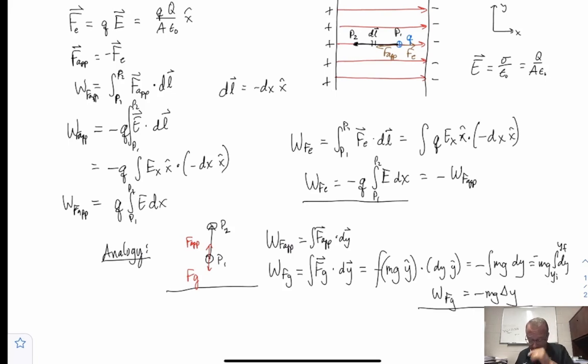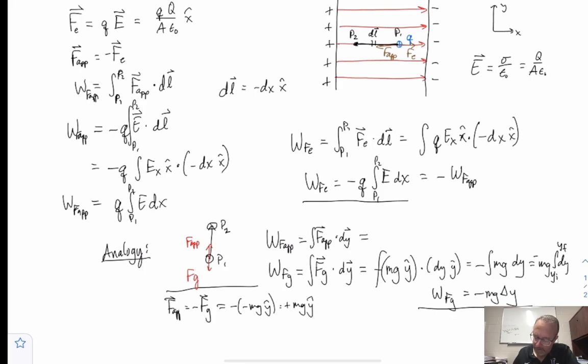Since delta y is positive here, as you go up, the work done by the force of gravity is negative as you move the ball up. Same thing here. Since the applied force is equal and opposite to the force of gravity, the applied force would be equal to plus mg y hat. So if I look at that, the applied force mg y hat dotted into dy y hat.